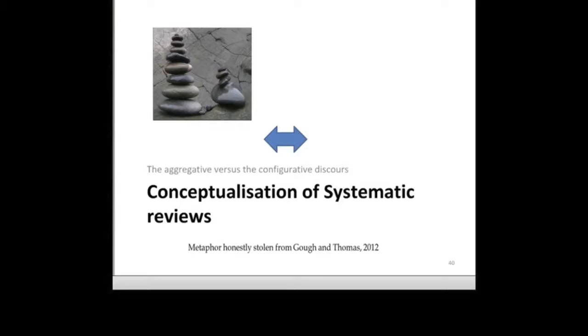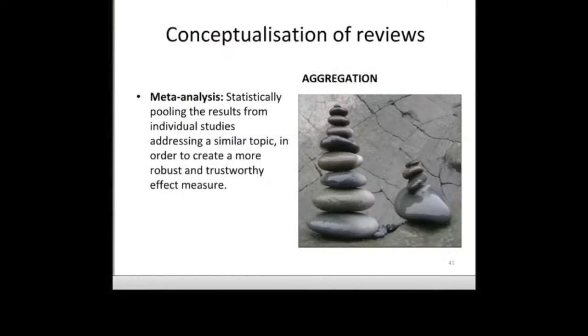configurative types of reviews. And let's start with the easy one that everyone's familiar with, which is the aggregative type of metaphor. Metaphors are really interesting because they make visual what we actually lack in capacity to do cognitively. So this is a metaphor, the pile of stones, for meta-analysis, for quantitative types of reviews, because what they do is identify individual studies and then pool the results of each of these studies. But each of these studies in the meta-analysis remains visible. They don't tear them apart. They just create one overall measure of effect across these studies. And what they do is they increase the power of the measure there.